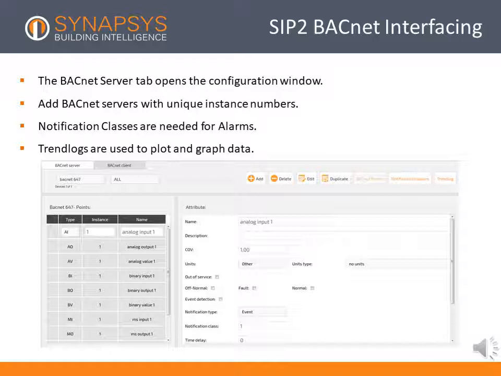To create data points in the BACnet server, use the table on the left of the page and press the orange arrow to create points. Each point will have a unique instance number, object type and label. For each object type, different configuration settings will show in the main body of the page. These settings are used to configure the properties of the individual points. For more information about the configuration of these settings, refer to the SIP2 technical guide or contact Synapsys Solutions.